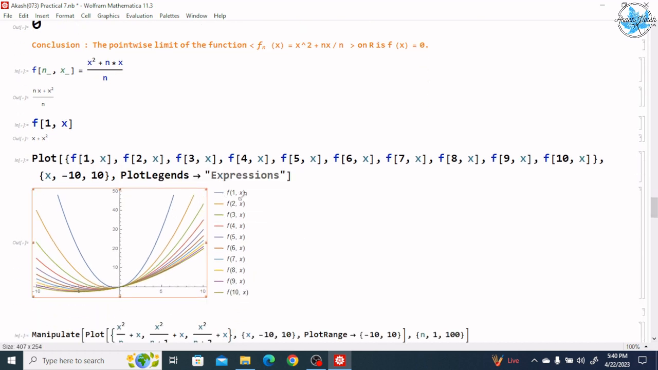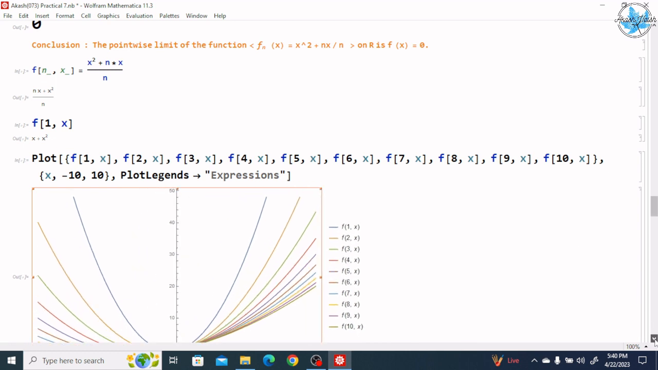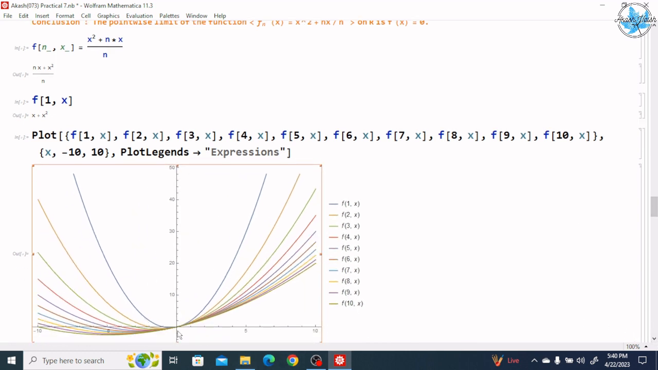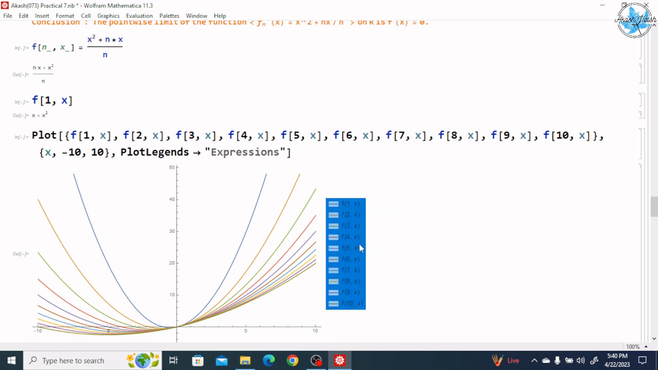In the graph you can also see that it is converging on the origin, that is 0, and on the left and right side you will get the diverging function. So you can see the graph of the function is like this, and it will converge on the origin. I hope you understand. With the PlotLegends command I get the expression of these lines, that is, the red line shows f4(x), and the blue line shows f7(x). In this way you can see with the help of the PlotLegends command.